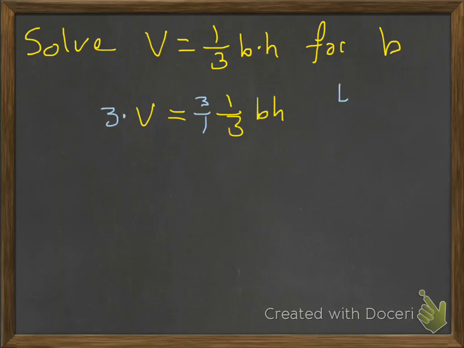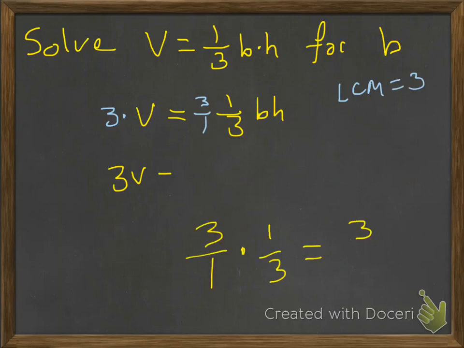Okay, on the left-hand side, volume is just a whole number, so I'm going to multiply it by 3. On the right-hand side, to make it easier when we multiply fractions, we'll make it 3 over 1. Okay, LCM is 3. So on the left-hand side, we'll have 3 volumes. On the right-hand side, if you do 3 over 1 times 1 over 3, it's going to be 3 over 3, which is 1.